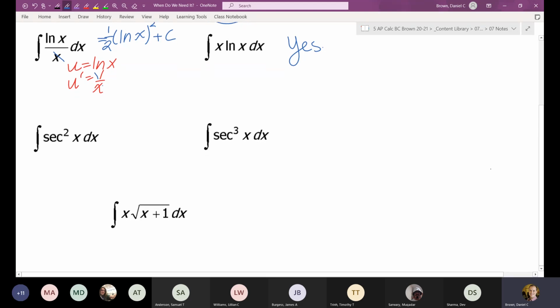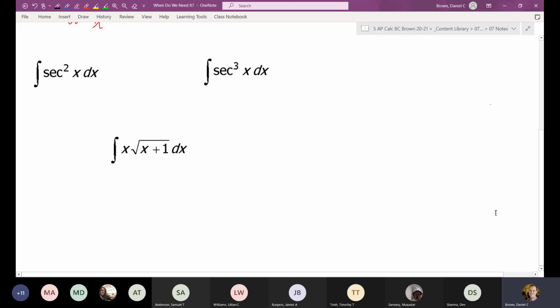Next, dealing with trig, again, anything raised to an exponent is technically a product. We know secant squared is technically secant times secant. Secant cubed is 3 secants multiplied together. The first one is just a rule that we know. The derivative of tangent is secant squared, so we wouldn't use integration by parts. But looking at the one next to it, we have the integral of secant cubed of x dx. This is one where we'd use integration by parts.